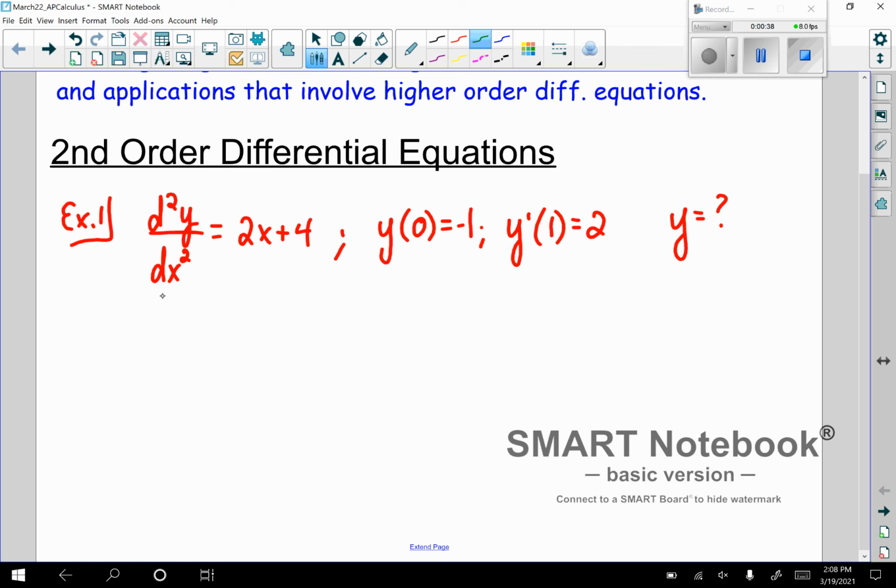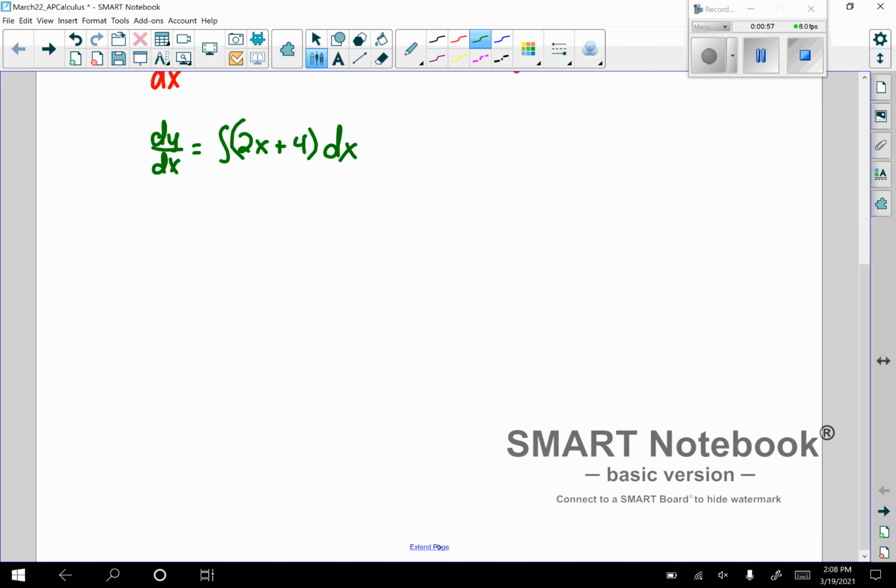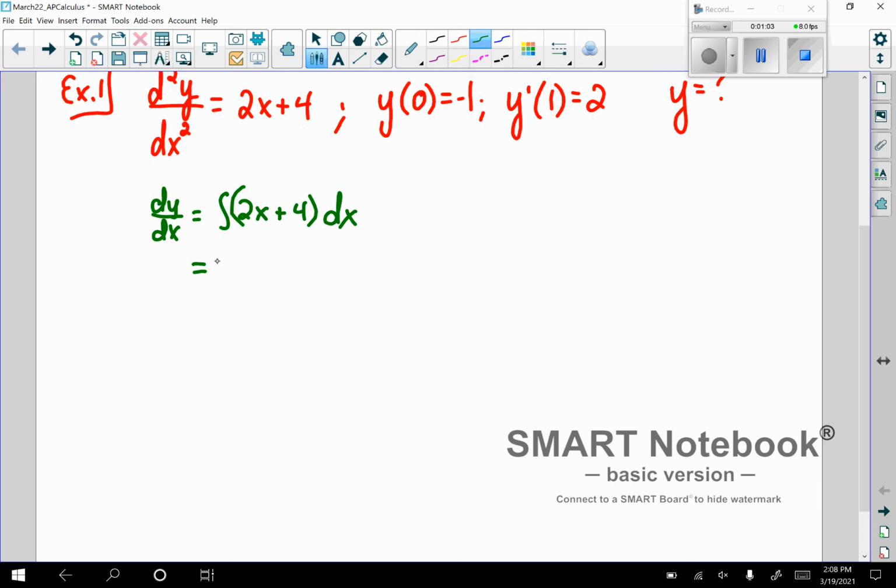So we know to go from our second derivative to our first derivative, which we could call dy over dx, that's just going to equal the integral of 2x plus 4 dx. You don't have to write it that way. It's always good to. I know Friday we weren't, because we were just going straight to the antiderivative, which is fine too. So then this will just become x squared plus 4x plus c.